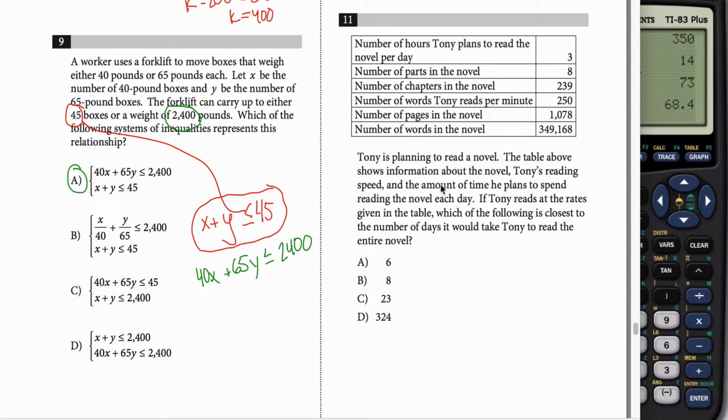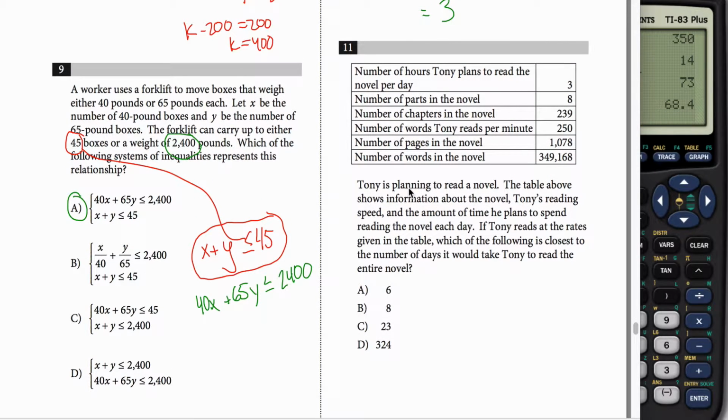So you're given all this information. It says Tony is planning to read a novel. The table above shows information about the novel, all sorts of stuff. Oh, here, finally we're getting to the question. Which of the following is closest to the number of days it would take Tony to read the entire novel? If you look through here, there's a lot of information that you won't be using.